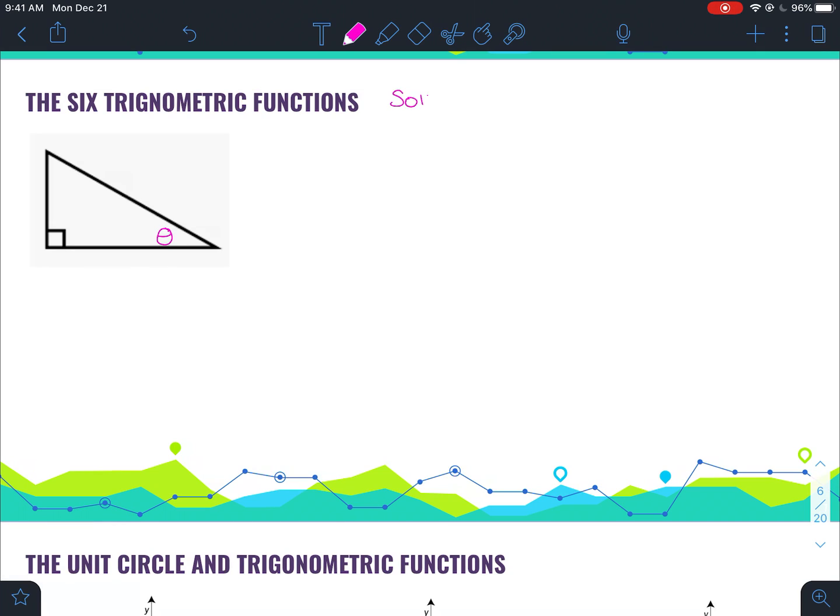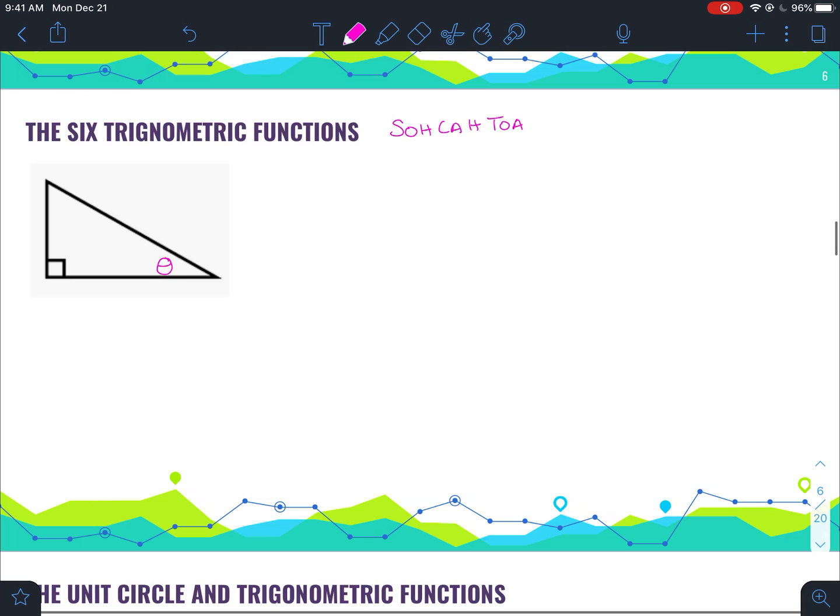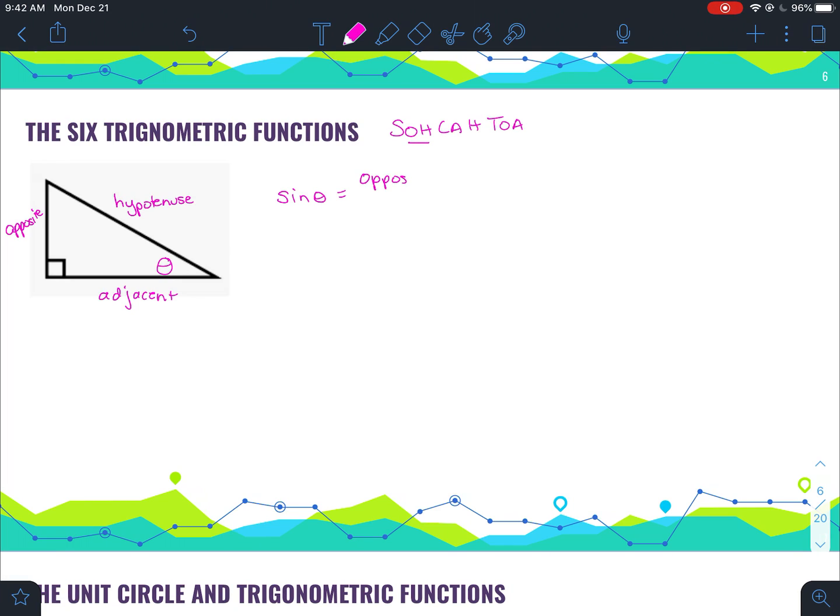So the 6 trig functions. Let's just call this angle down here theta. And then if you remember, you have SOHCAHTOA. So we labeled the sides first. The hypotenuse is always across from the 90-degree angle. So this side is going to be the hypotenuse. The side opposite theta is called the opposite side. And the side next to theta that's not the hypotenuse, we call the adjacent side.